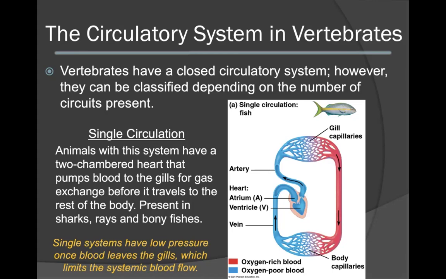In general, single circulatory or circulation systems have very low blood pressure once the blood leaves the gills. This will impose a limit on the amount of systemic blood flow.